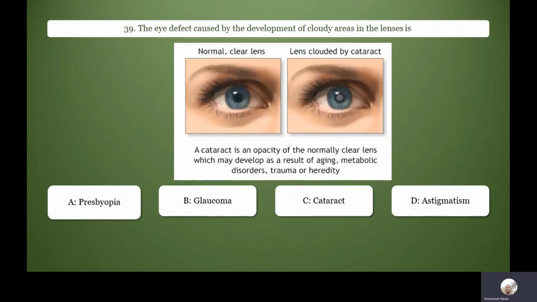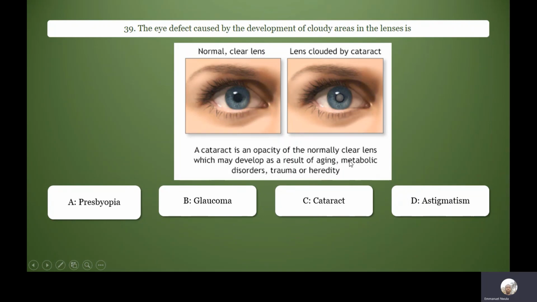39, the eye defect caused by the development of cloudy areas in the lenses is called cataract. 39 C, when the lens becomes cloudy. It can be caused by aging, metabolic disorders, trauma, and can be inherited too.